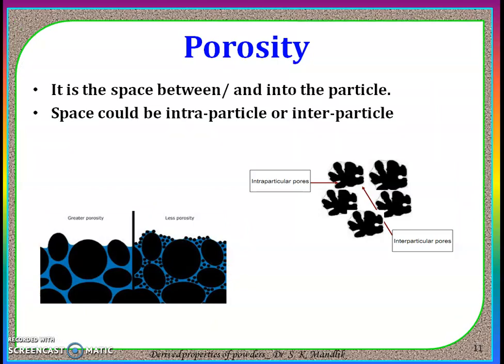Let us move to another derived property which is very important in pharmaceutical development, porosity. It is the space between or inside the particles. The space could be between the particles, this is the space between the particles, as well as the space can be inside the particle. So there could be intraparticular space as well as interparticular space.